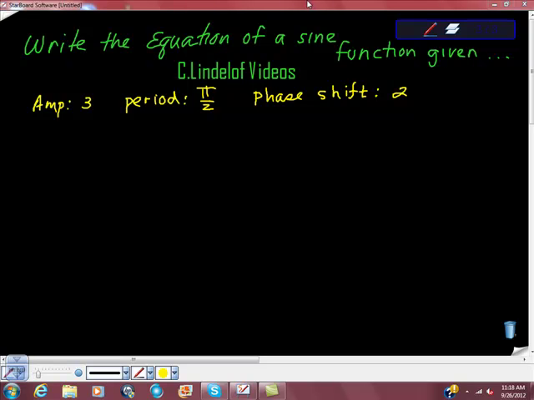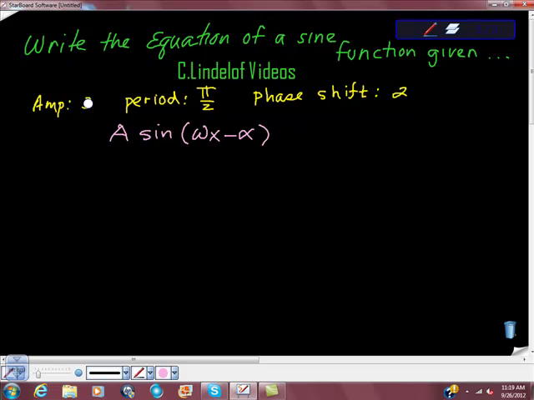Okay, we're supposed to write the equation of a sine function given these characteristics. We have an amplitude of 3, a period of pi halves, and a phase shift of 2. First thing I want to do is remind you that we're going to fit this into a sine of omega x minus alpha. Could put a k on the outside, but I'm going to leave it like it is because it's not useful in this case right here.